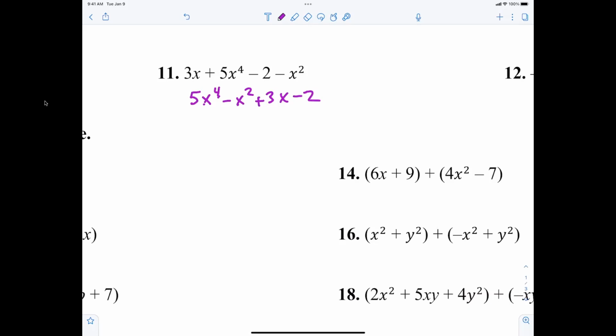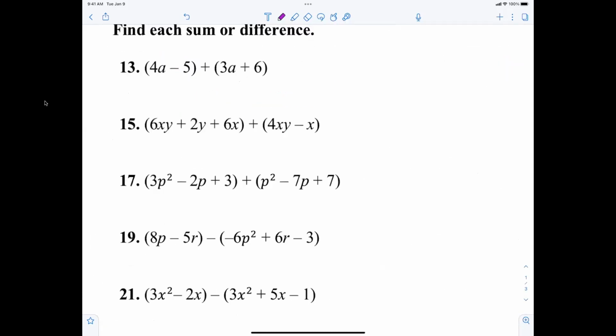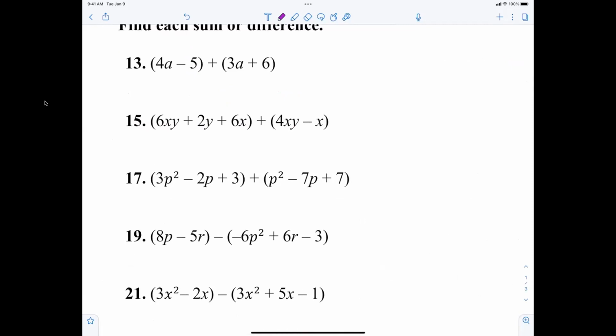It is a polynomial because these are terms and all of the exponents are whole numbers. All right, that's why it's considered a polynomial. Why don't you tell me what the degree is? All right, 13.